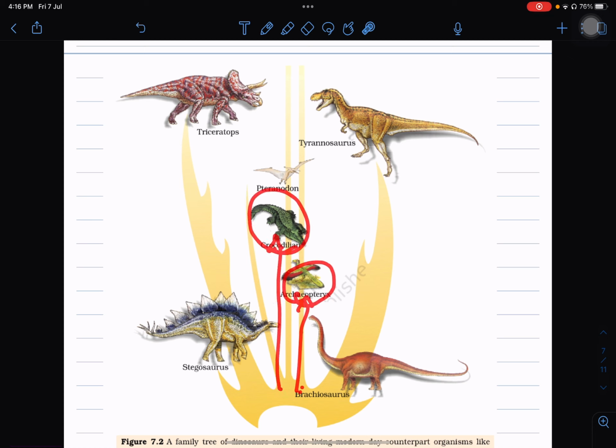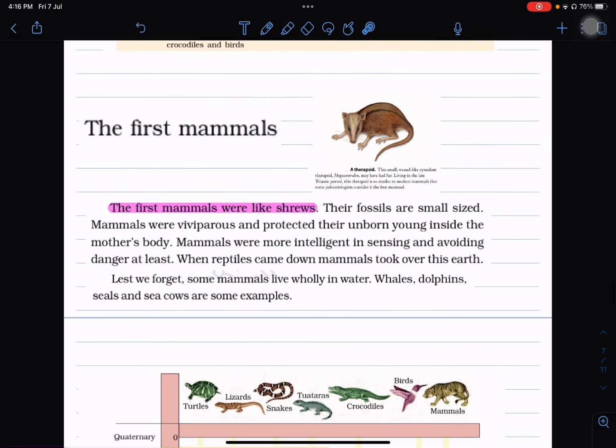The crocodiles evolved from this common ancestor. Pteranodon also evolved from this common ancestor, and Pteranodon is a flying vertebrate. So all of them have a common ancestry. It's a family tree or phylogenetic tree, I can say. So anyway, that is reptilian evolution.